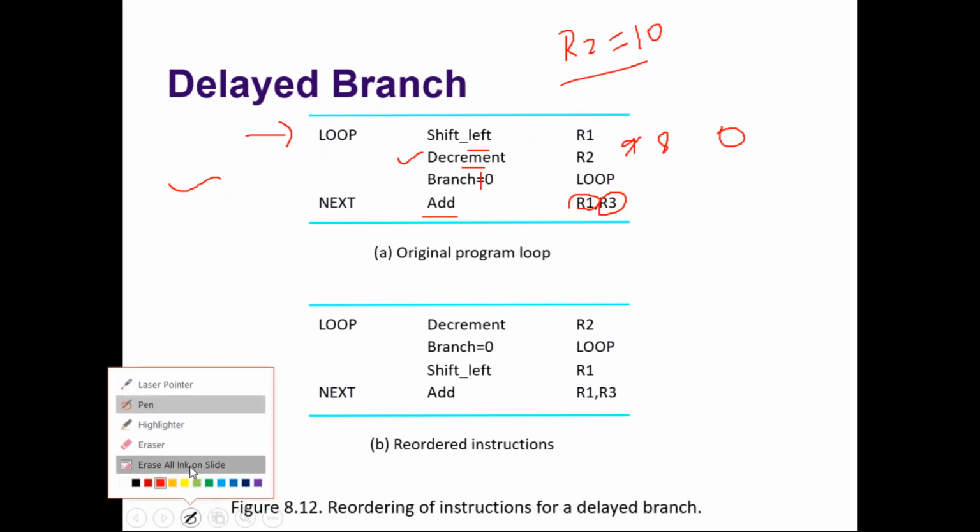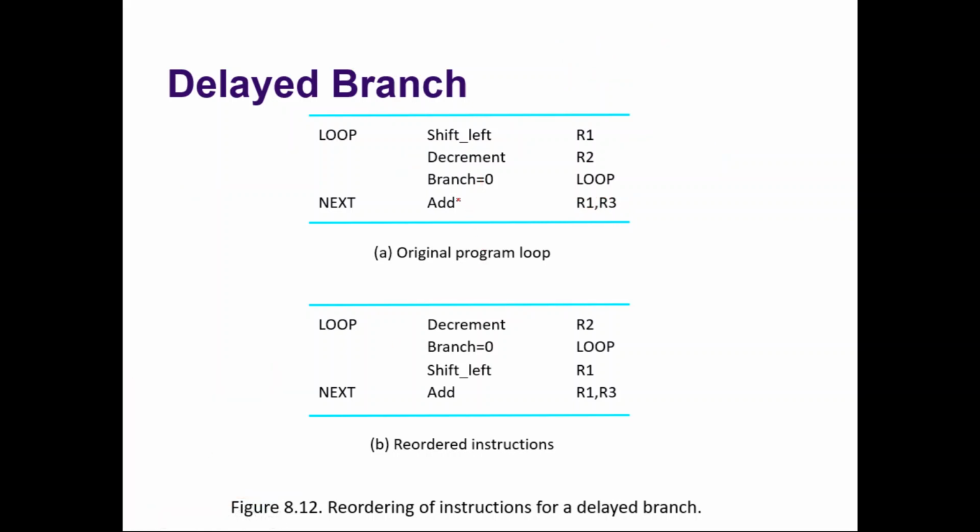Okay, but here what happens? Here if you see, what is the delayed instruction? The delayed instruction is this instruction. Add instruction is the delayed instruction. If you draw a pipeline for this, how will it happen? Let us say this is I1, instruction 1, this is I2, instruction 2, this is I3, instruction 3, this is I4, instruction 4.